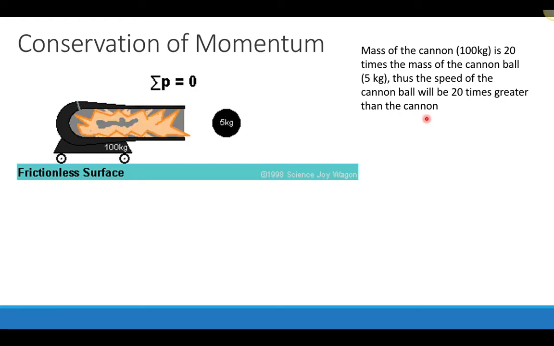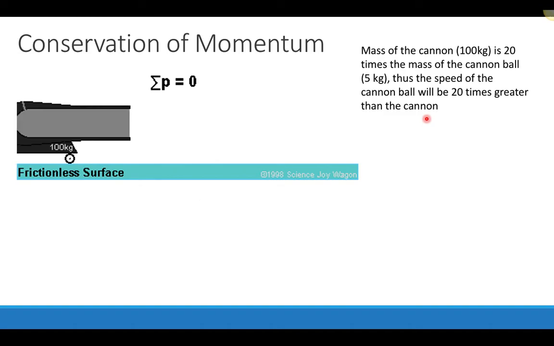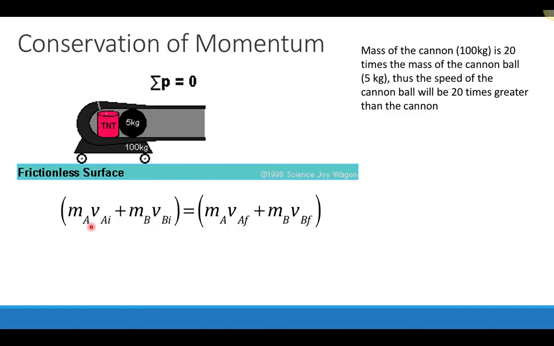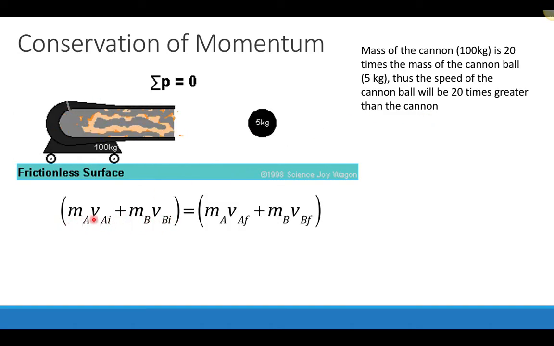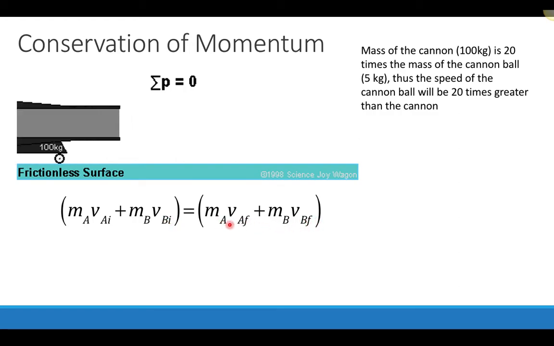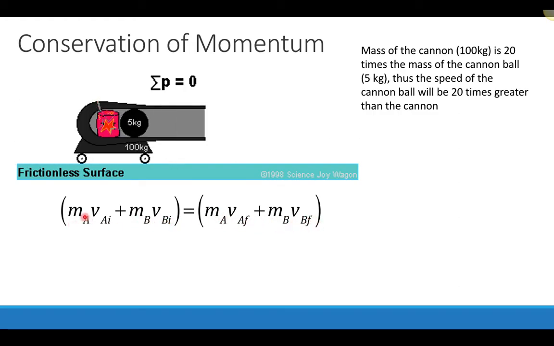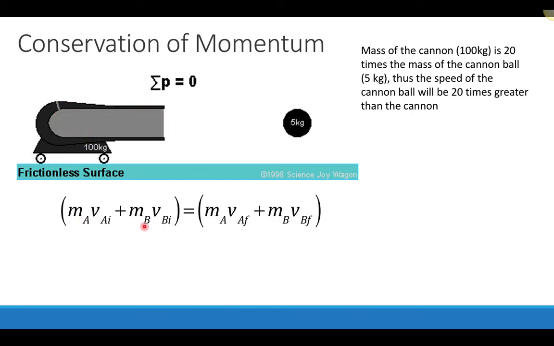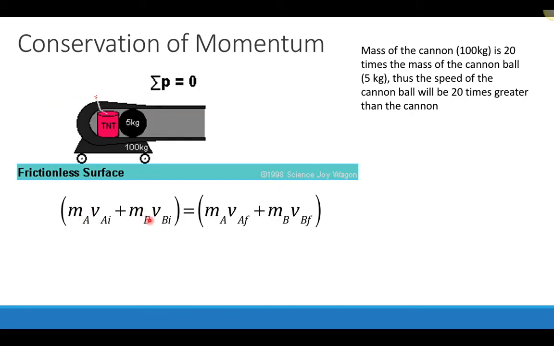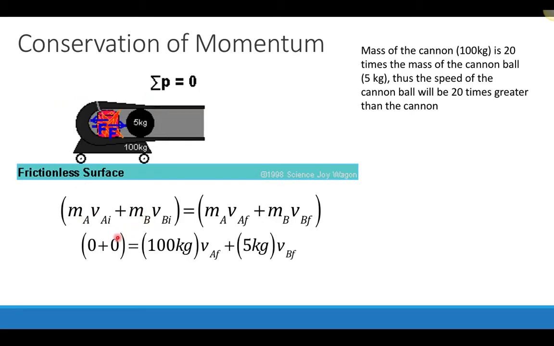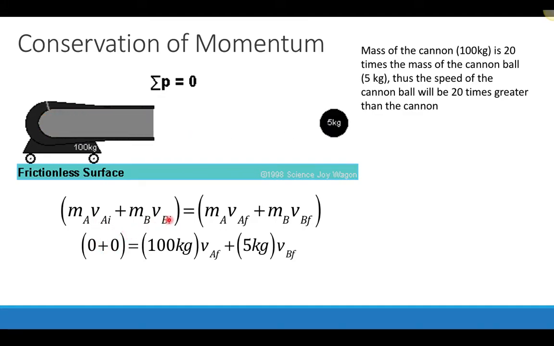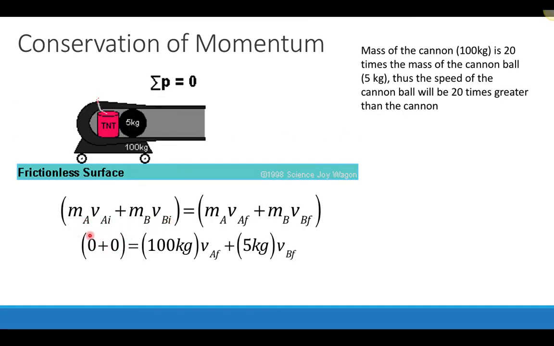So let's actually throw some numbers in here and just see how this works. So we know that momentum is conserved. The initial momentum of the system has to equal the final momentum of the system. The A here is going to represent our cannon, and the B is going to represent the cannonball. So initially, the cannon and the cannonball are at rest, so they don't have any initial momentum. Those are both 0.